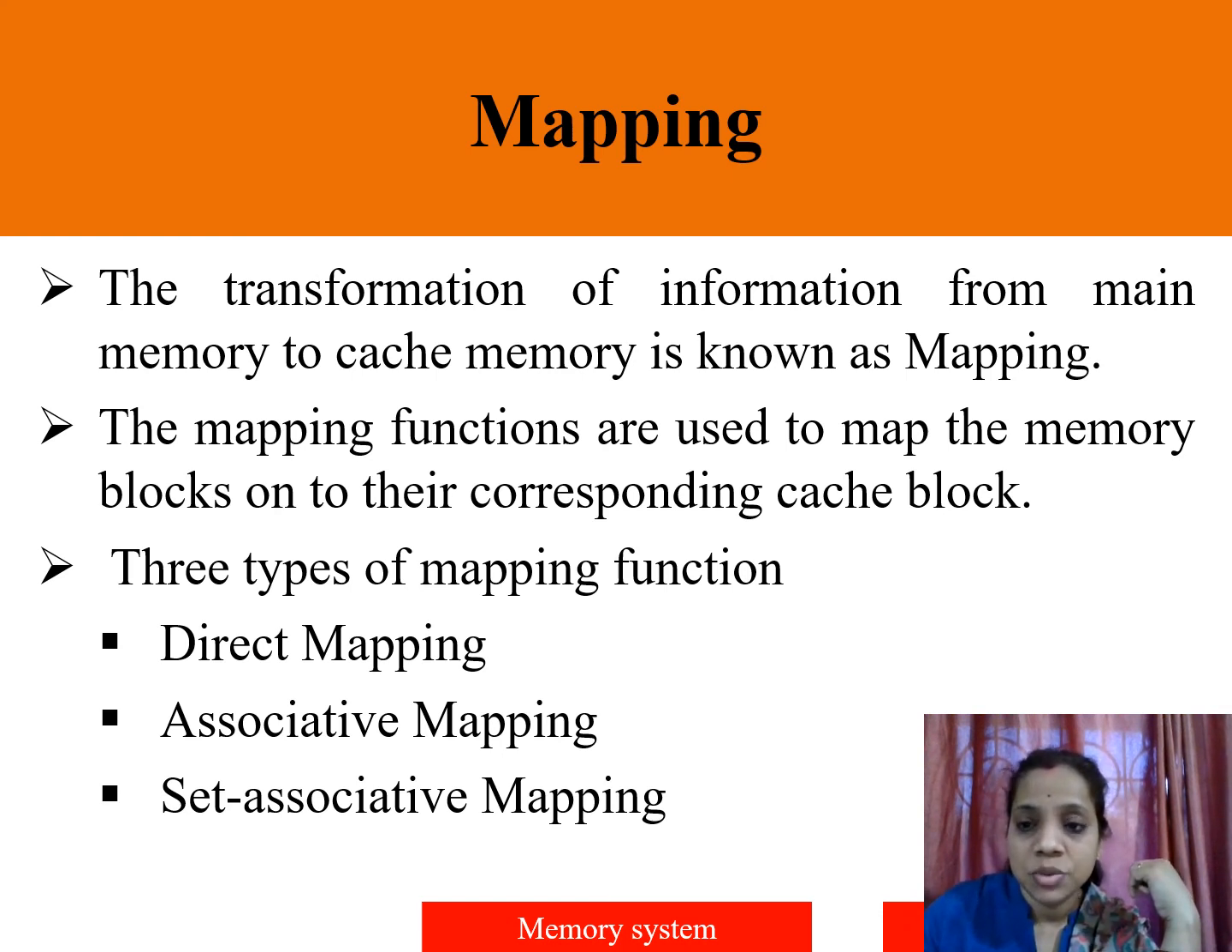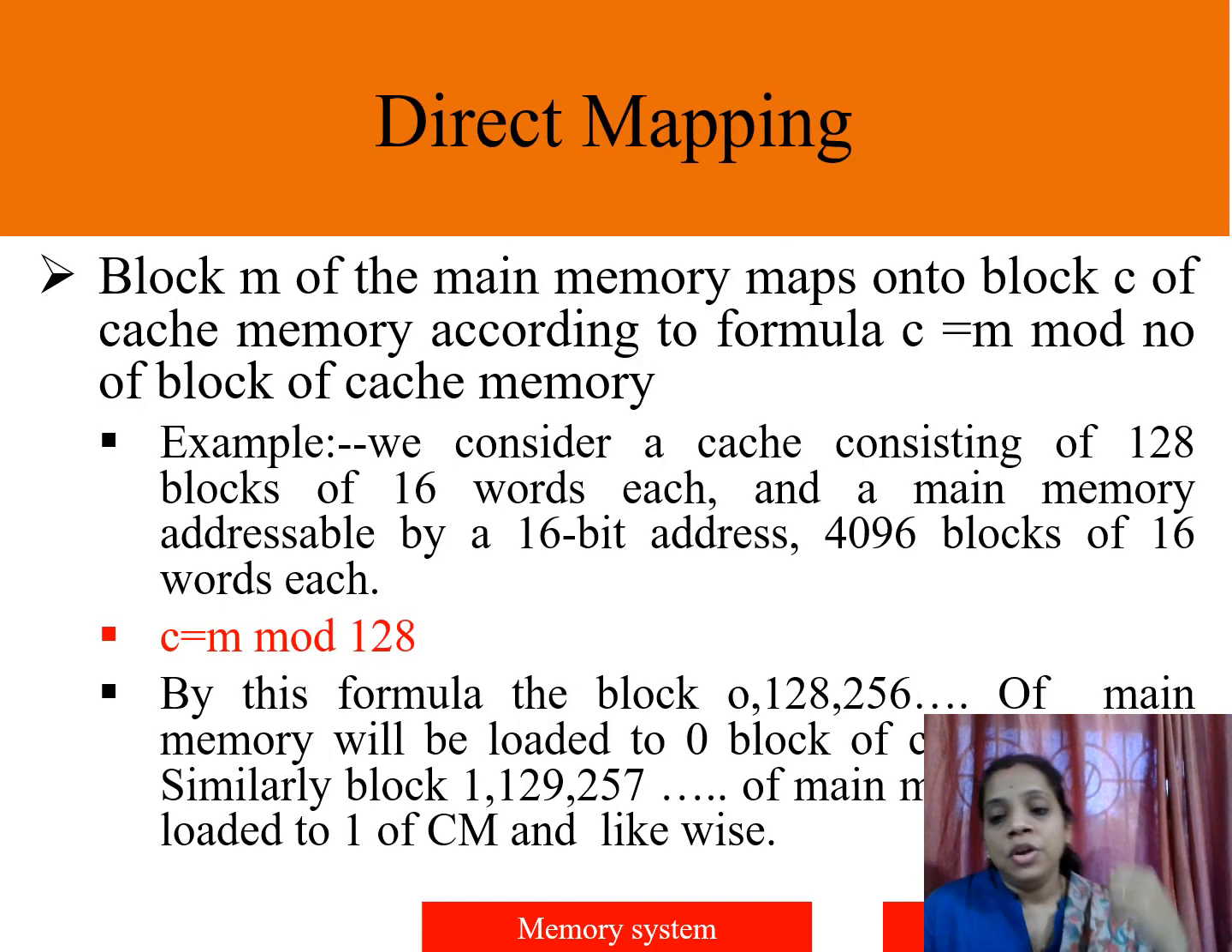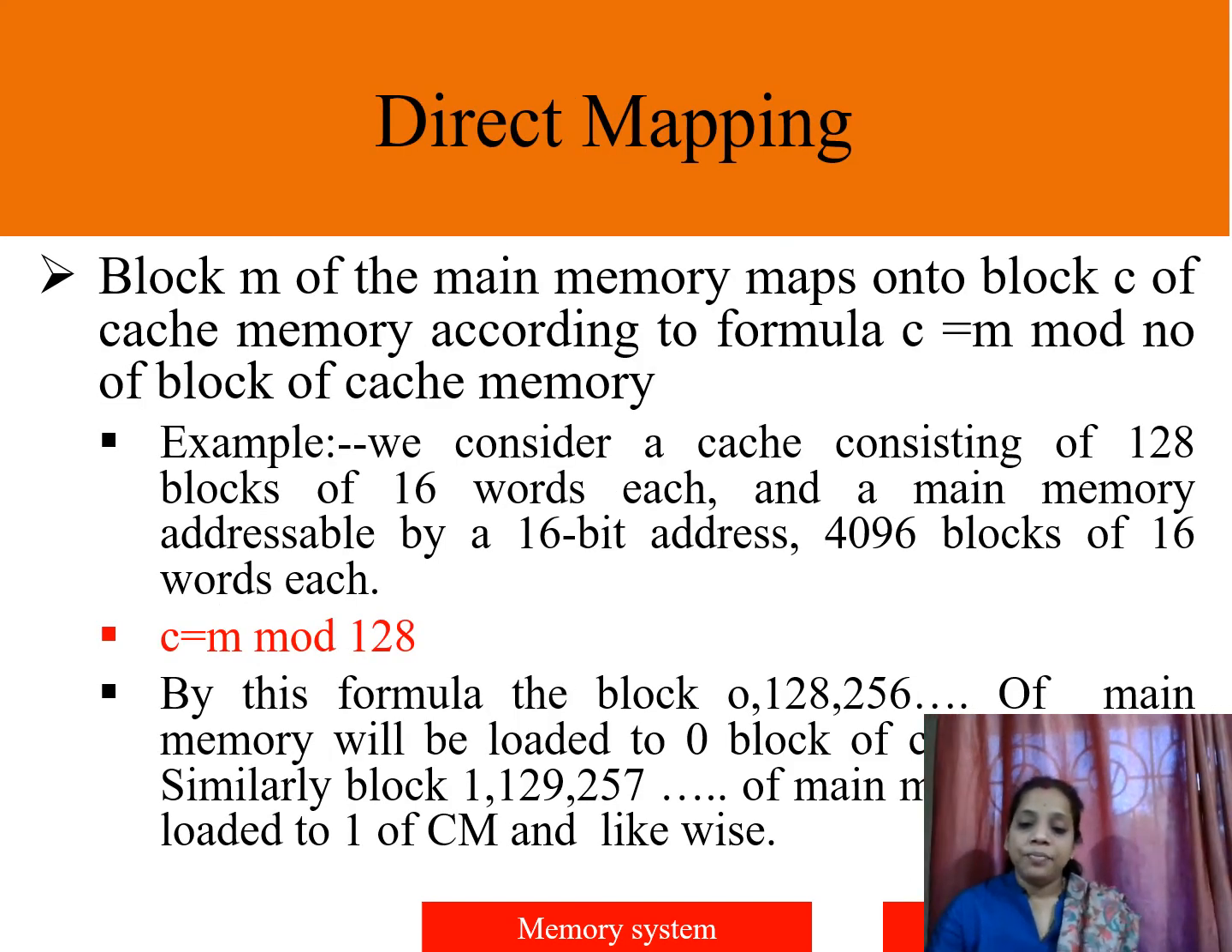So we'll discuss one by one. First one is your direct mapping. As the name suggests, direct mapping means mapping is done by applying a certain kind of rule.